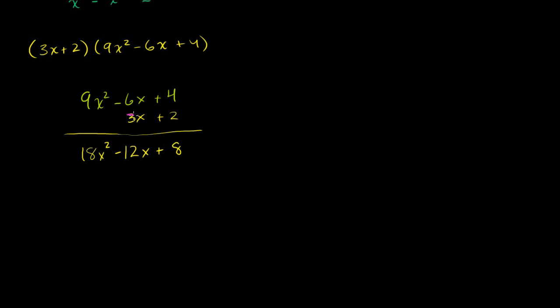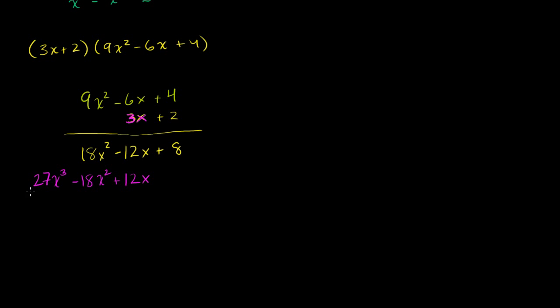Now, let's do the 3x part. I'll do that in magenta so you see how it's different. 3x times 4 is 12x. Positive 12x. 3x times negative 6x. What is that? The x times the x is x squared. So it's going to go over here. And then 3 times negative 6 is negative 18. And then finally, 3x times 9x squared. The x times the x squared is x to the third power. 3 times 9 is 27. I wrote it in the x third place.